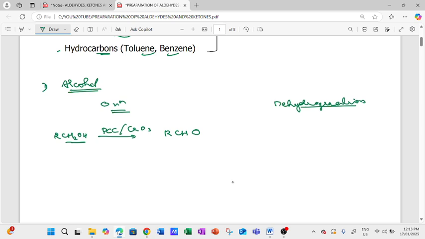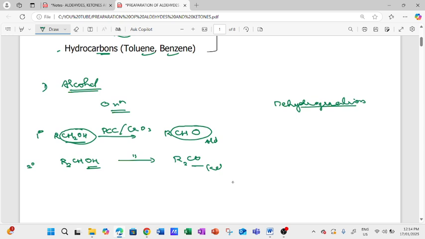Primary alcohol to aldehyde. Similarly, when you take secondary alcohol, R2CHOH, use the same reagent, PCC or CrO3. R2CHOH will change to R2CO, ketone. So understand it like this: primary alcohol to aldehyde, similarly, secondary alcohol to ketone by using oxidizing agents such as PCC or CrO3.